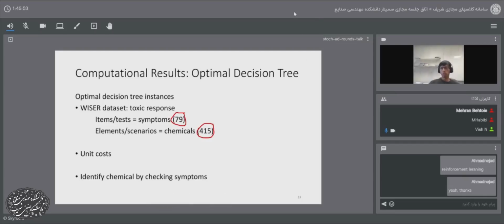So what we want to do is, if we have some person who has been exposed to one of these 415 chemicals, we want to test for these symptoms and quickly identify what is the chemical that the person has been exposed to. So this is exactly the medical diagnosis situation. And again, we just model costs as units. So we want to minimize the number of symptoms checked before we identify the chemical.